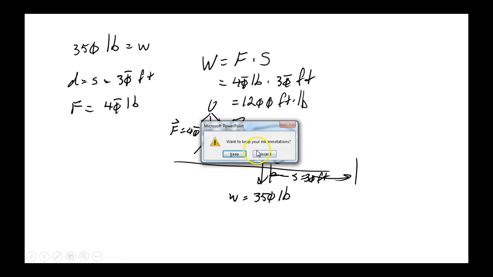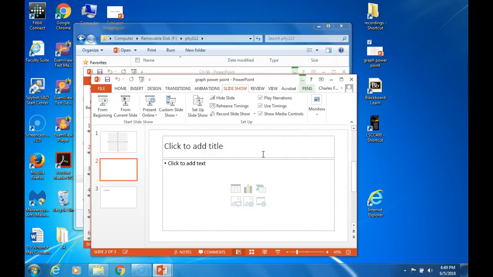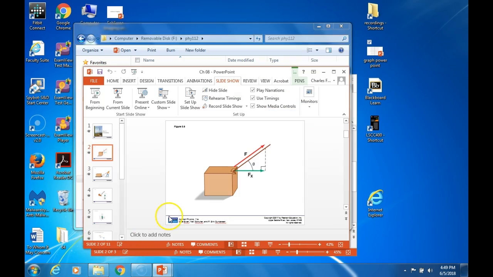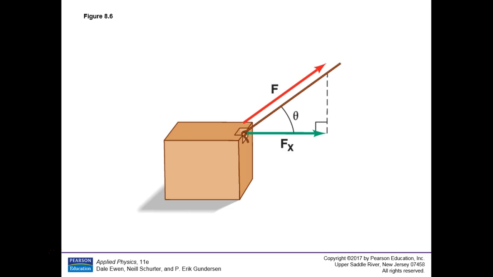Okay, discharge that and go back to this. Not there, this. Here we go. Now we'll go to this slide. All right, finally.